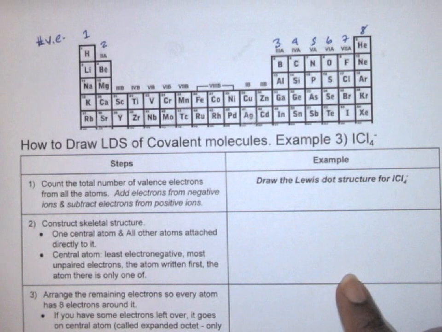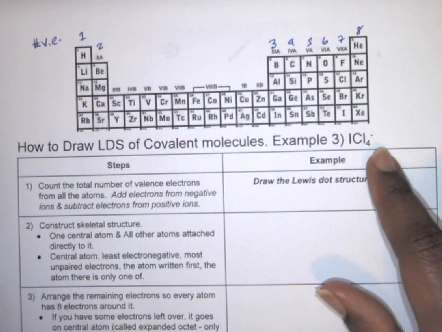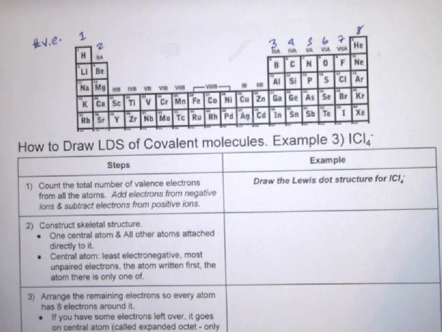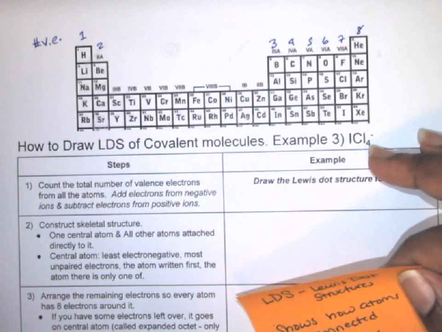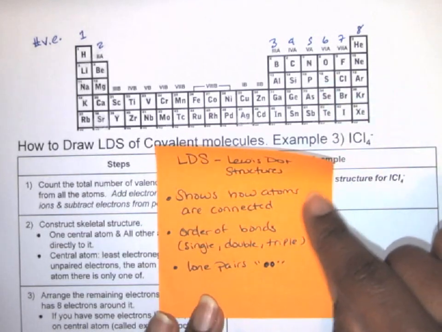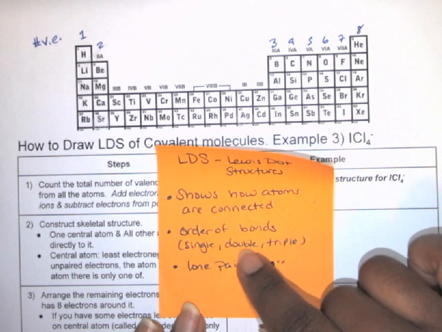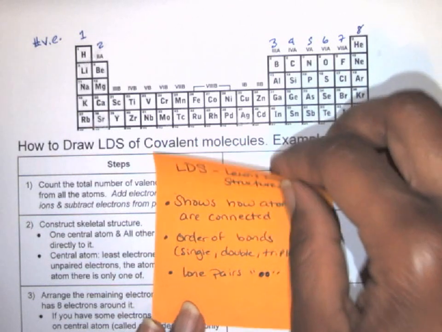This is example 3. We're going to draw the Lewis dot structure of ICl4 minus. Just remember that when we're drawing Lewis dot structures, we want to go from the chemical formula, like ICl4 minus, to a structure that shows how these atoms are connected, what type of bonds they are connected with, single, double, or triple bonds, and where the lone pairs are in the molecule.